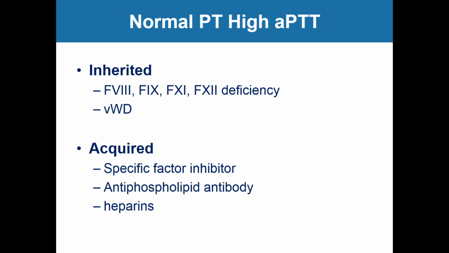For acquired elevated PTT and normal PT, there can be specific factor inhibitors, such as acquired factor 8 inhibitor or, less commonly, inhibitors to factor 9 or other specific factors. Antiphospholipid antibodies can result in an elevated PTT. However, they do not result in a bleeding diathesis. And heparin, even small amounts present in the tube or possibly present in a catheter, such as a dialysis catheter line or central access catheter, such as a portacath, can result in a significantly elevated PTT.